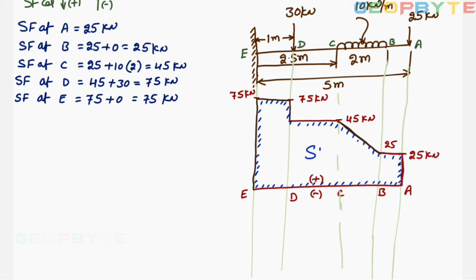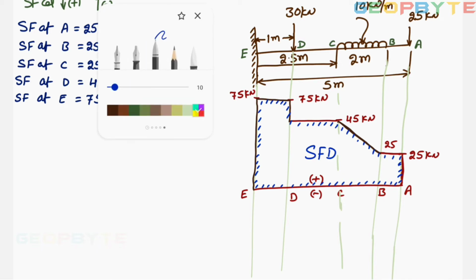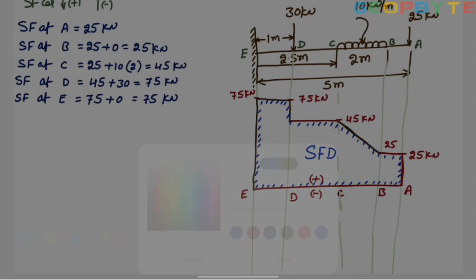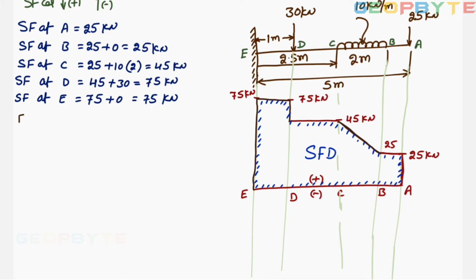This is the shear force diagram. Now come to the bending moment calculations. Here clockwise moments are negative, anti-clockwise moments are positive.